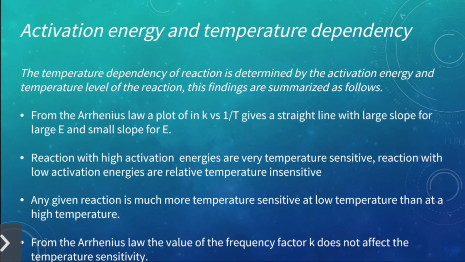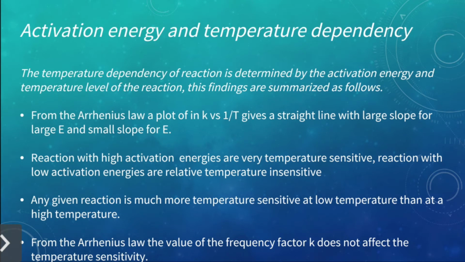From the Arrhenius law, a plot of ln K versus 1/T gives a straight line with a large slope for large E and a small slope for small E. Then reactions with high activation energy are very temperature sensitive, and reactions with low activation energy are less temperature sensitive.